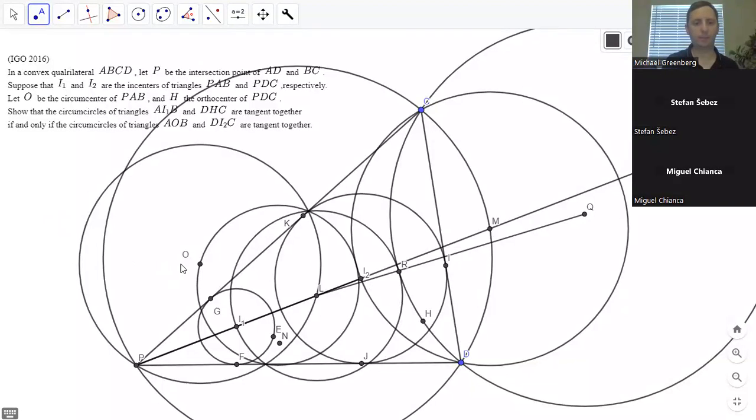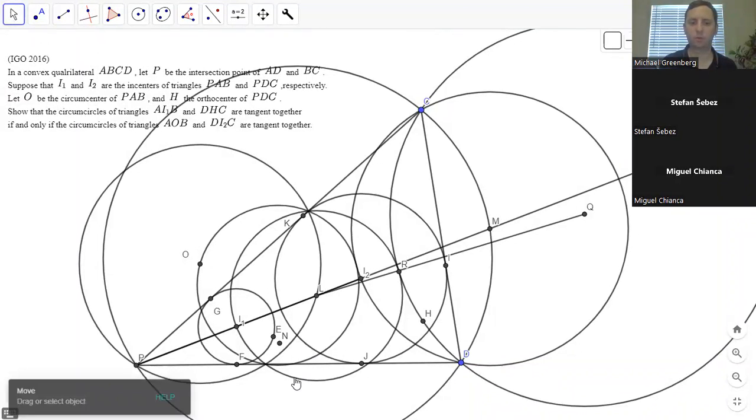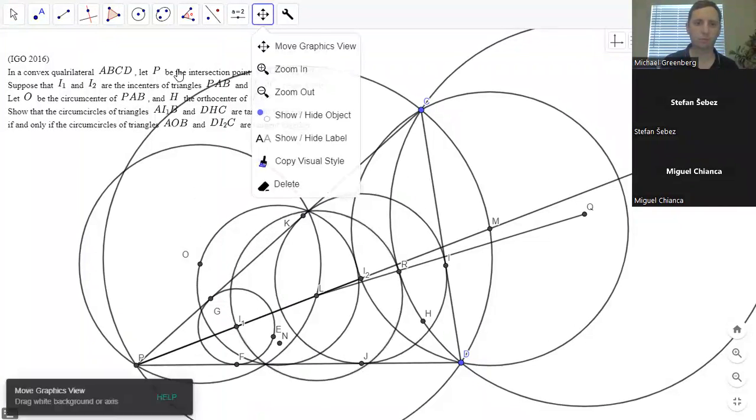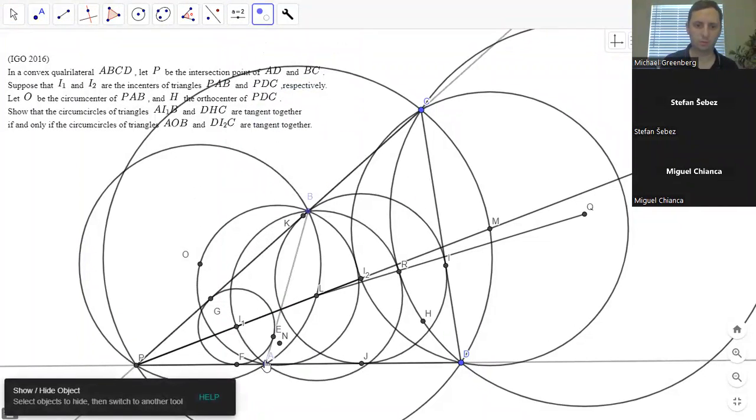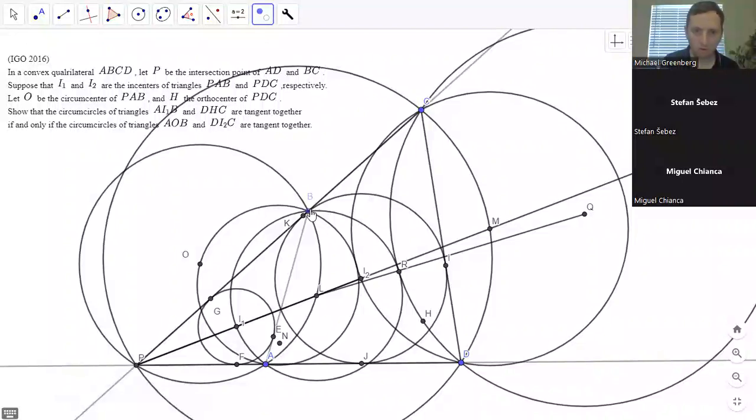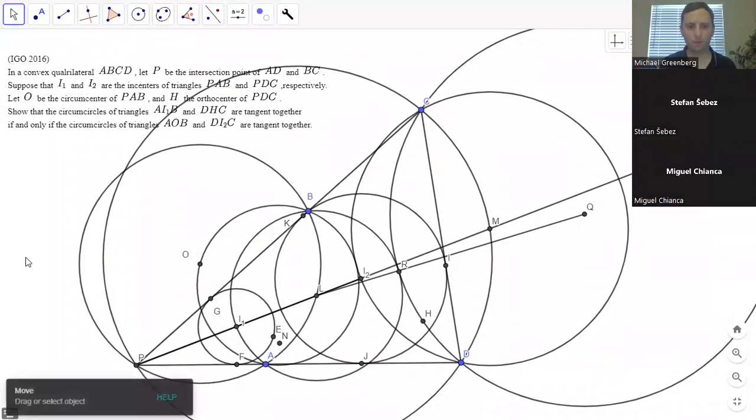But we still need A and B for point O, right? Yeah, but you will get A and B after you draw the circle. So we're defining A and B to be the intersection of this circle with those two. Interesting.